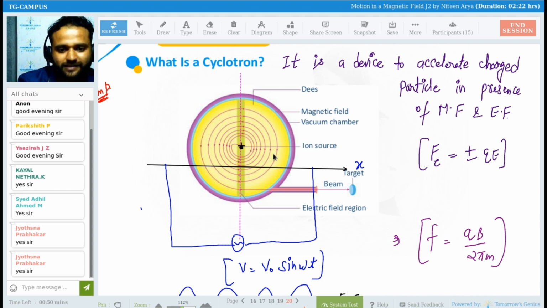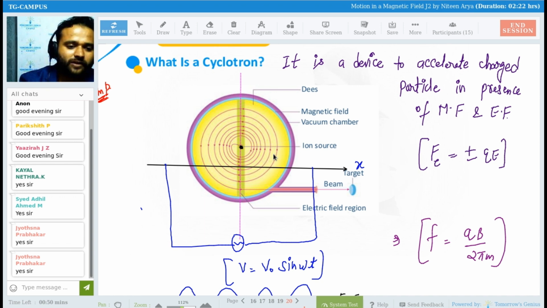This charged particle is here. It starts moving in this way, then this, then this, then this. Now your simple question is why it covers this circular path again and again, right? This is the question, or any other. If you have this question, I'll explain it, or if you have any other.